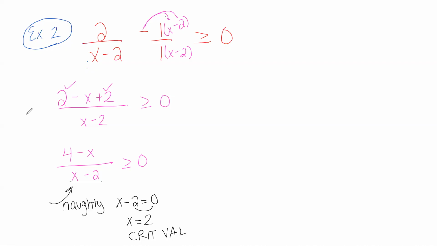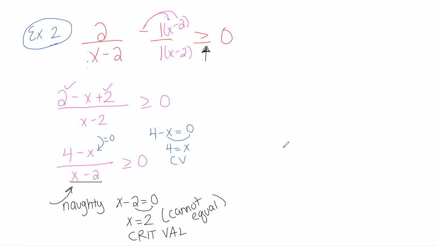And then do the same thing on the top. But the top's not considered naughty because the top of a fraction can be 0. So go ahead, set this guy equal to 0. So 4 minus x equals 0. Just move this over. 4 is x. That's your other critical value. Okay? See how this original problem has an equal. The bottom one, the naughty, cannot equal. Why? Because again, if you plug 2 into that denominator, 2 minus 2 is 0, and we can't divide by 0.